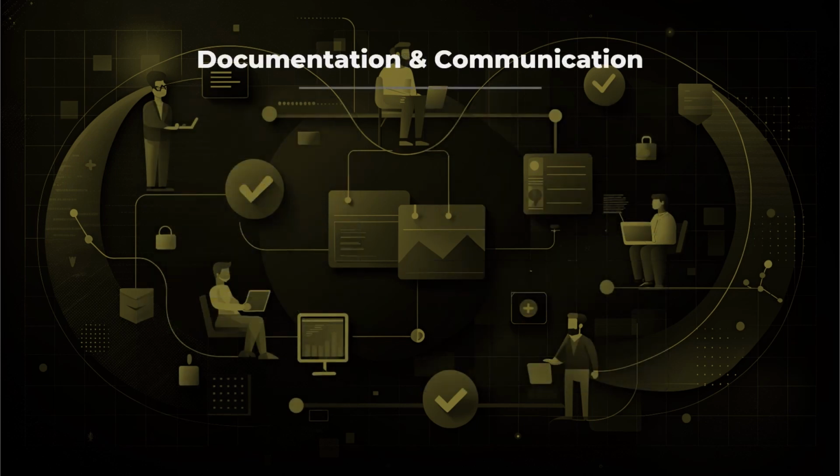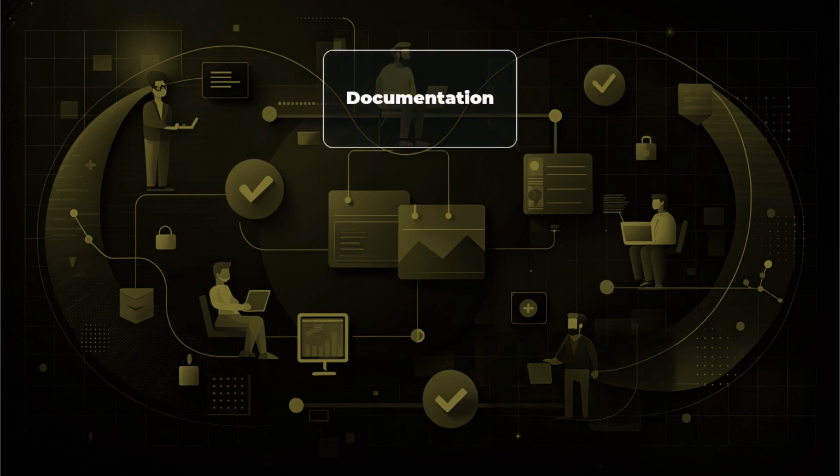Finally, documentation and communication. Documentation. Documentation in project management refers to the process of recording project-related information, such as project plans, requirements, schedules, progress reports, meeting minutes, and other relevant documents. Effective documentation ensures that project information is captured, organized, and accessible to stakeholders throughout the project lifecycle. Key documents in project management include project charters, scope statements, work breakdown structures, WBS, risk registers, change logs, and status reports.